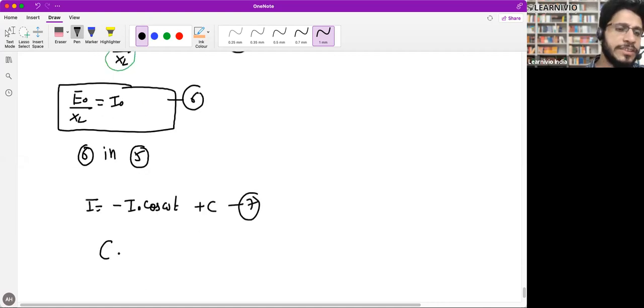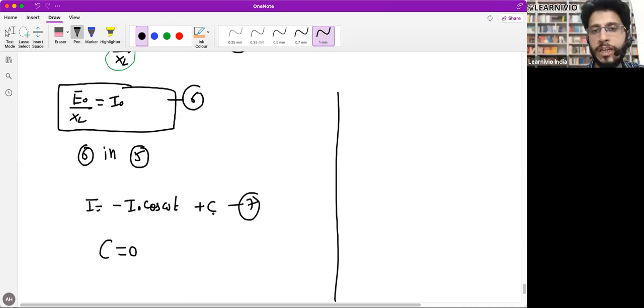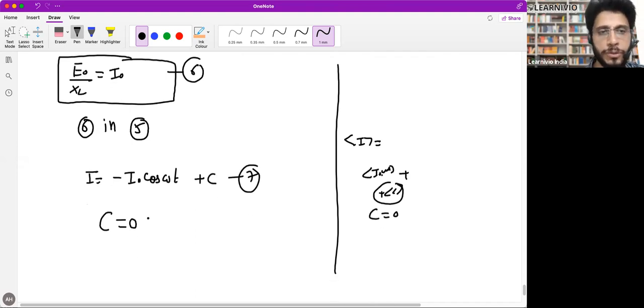You can fix this C to 0. This C comes out to be 0. Although that's not part of the syllabus, if you want to prove how this C comes out to be 0, take the average value for the full cycle on both the sides. The average value of AC for the full cycle would be 0. So your C will come out to be 0. When you put C equal to 0 here, you will get I is minus of I naught cos omega t. That is equation number 8 now.